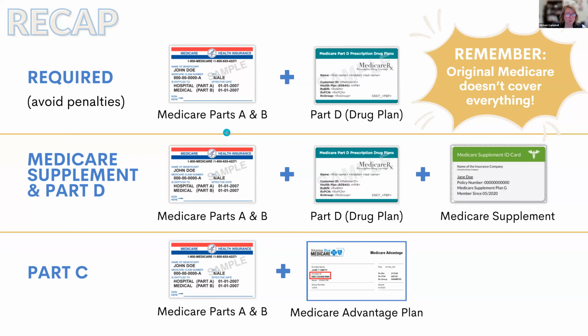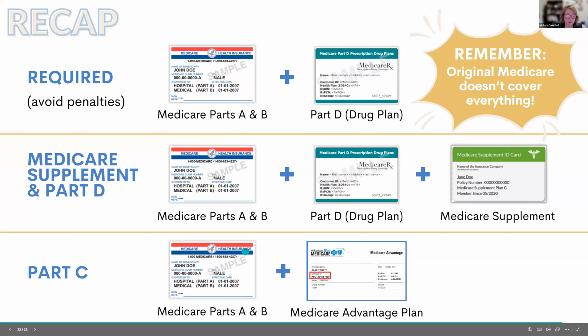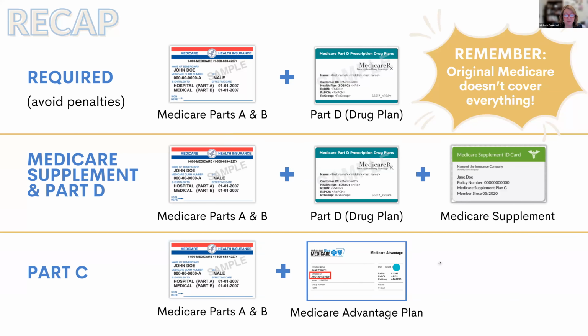So just to recap, Medicare only requires that you have A and B and a drug plan. But remember, they don't cover everything, so we suggest that you get more coverage than that. So you either do Medicare with a drug plan and a supplement, or Medicare and you get an Advantage plan. Now, Medicare is kind of sitting on the back burner over here. They're not really paying your claims. The Advantage plan company is, but you still have to have Medicare A and B.